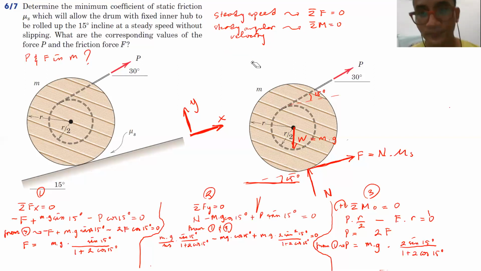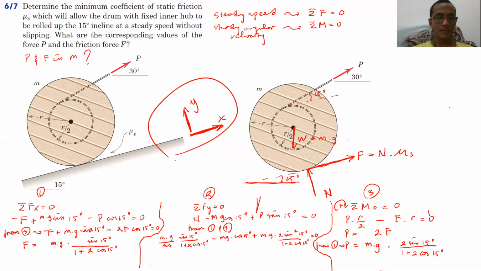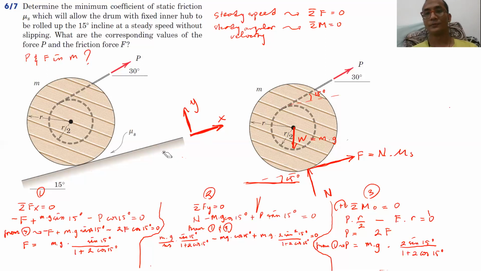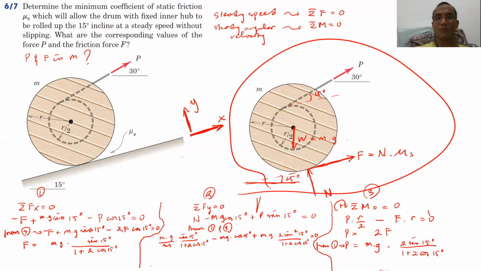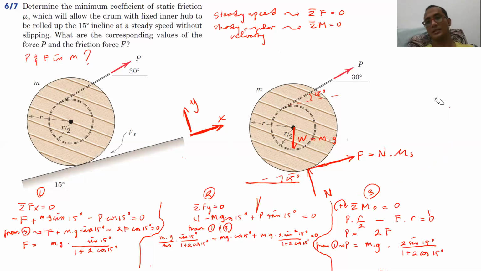Now let's try to solve this. In order to solve this, first we have to choose the best axis for us to solve this problem. Personally, I like this kind of axis: X direction along the inclined road, Y direction perpendicular to the inclined road. Then after you choose that, the next thing that you're supposed to do is to draw the free body diagram. This is the final free body diagram that I already drew. You can see there.